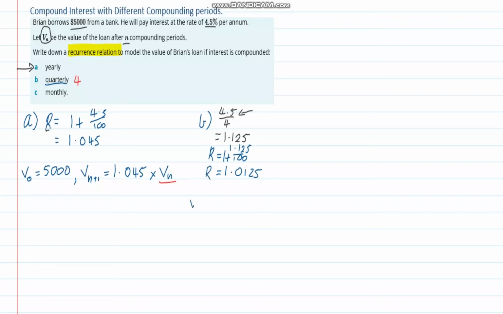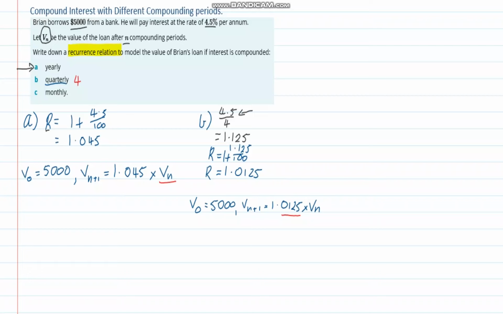So again, same deal as before. V0 is equal to 5,000, the amount that Brian borrowed, and Vn plus 1 is equal to 1.0125 multiplied by Vn. So every time we apply the interest rate, which is now 4 times a year, the value of the loan will be multiplied by 1.0125 instead of 1.045. That value there is simply a quarter of the original one, but it's applied 4 times.